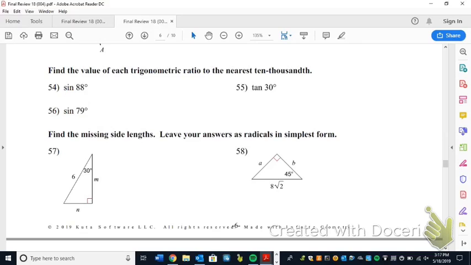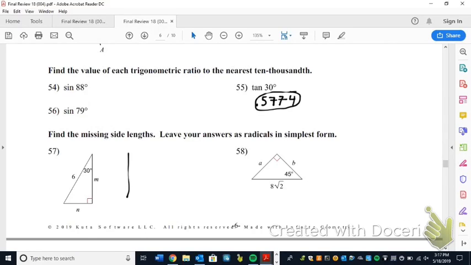Find the value of the trigonometric ratio to the nearest ten-thousandth. Just plug these into your calculator. For some reason, I switched over and was doing evens there for a little bit. So the tangent of 30 is 0.5774, and that is the ten-thousandth.